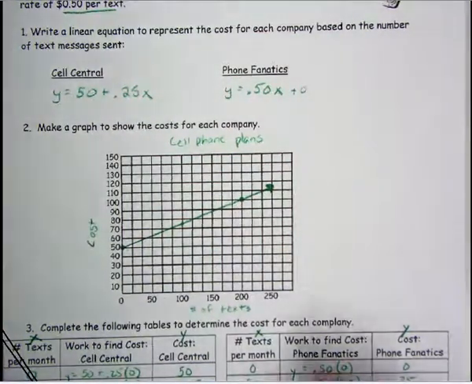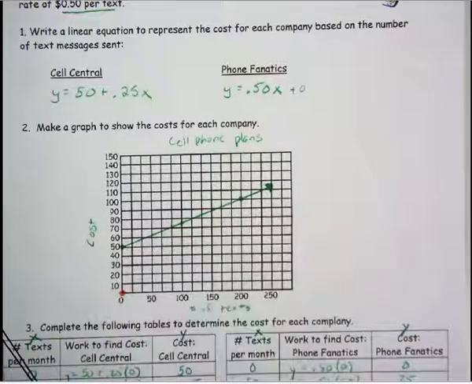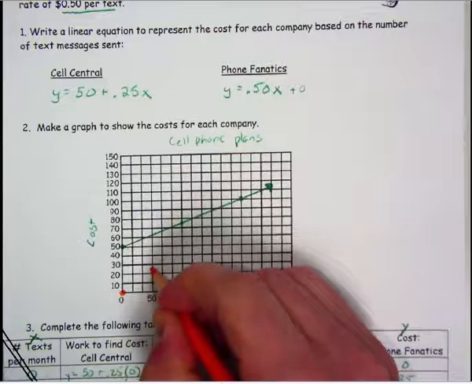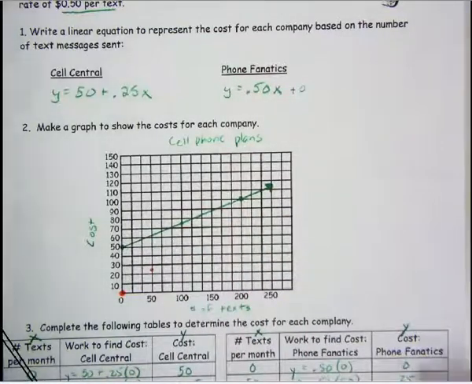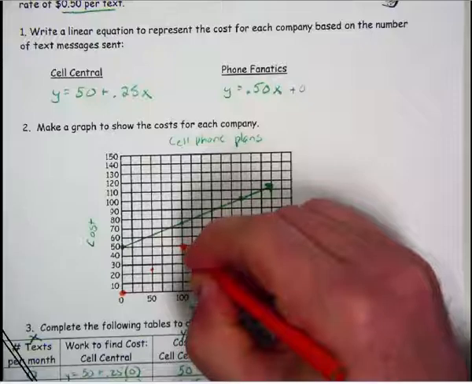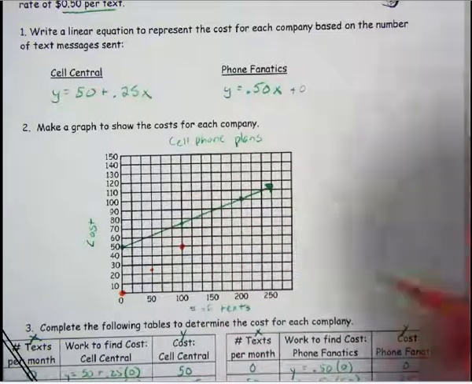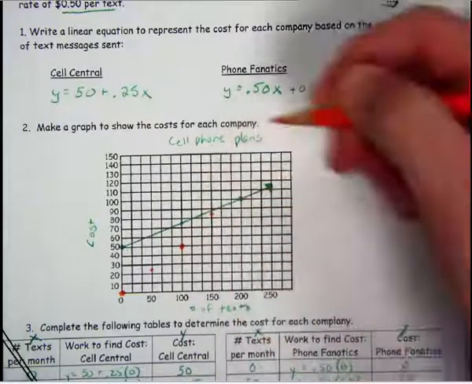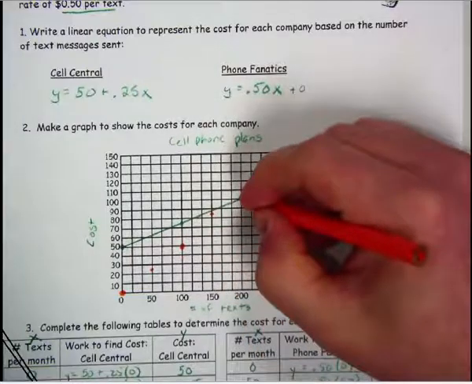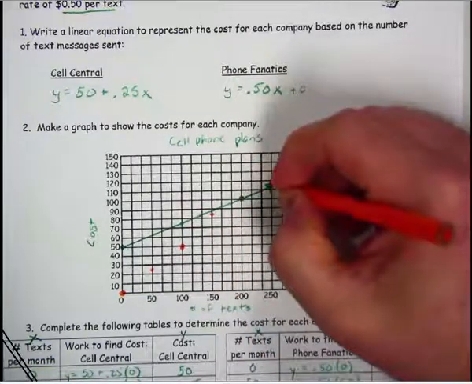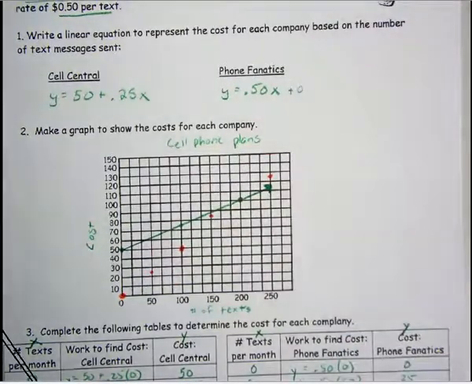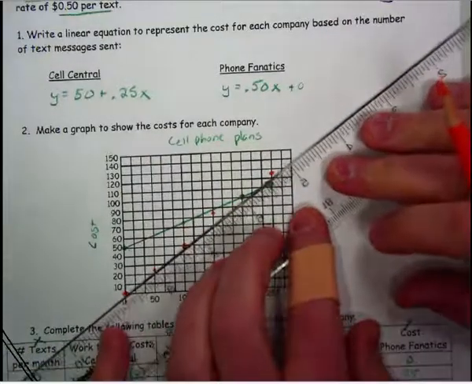So this has 0, 0, 50, 25. Notice there are no decimals in this table, so I'll plot everything. So I have 50, 25. I have 150, 75. And the next is 200, 100. And 250, 125, which is going to be right about there. Again, I have plenty of points. I will go ahead and plot.